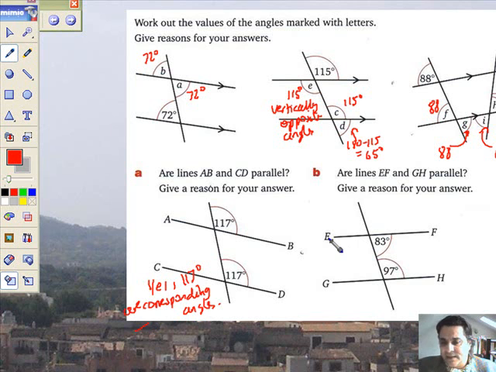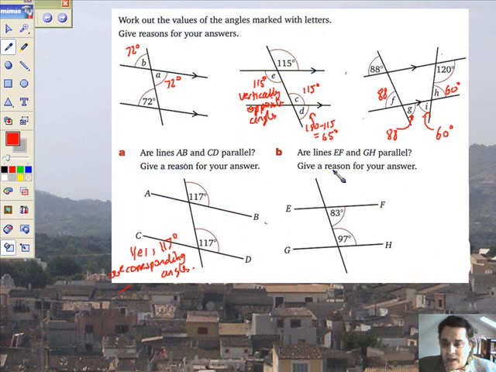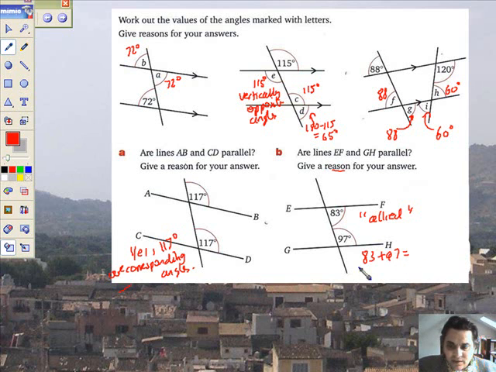Next one, are lines EF and GH parallel? And give me a reason for that. Well, if they're parallel, then they should be allied. In other words, they should add up to 180. Let's try it. 83 plus 97. Grab your calculator. That is 180 degrees, therefore parallel. They're allied angles. So 90 plus 80, what do we got there? 170 plus the 10, 180. Yep, they're parallel because they're allied angles and they add up to 180 degrees. Beautiful. Lovely. Okay, what's next?